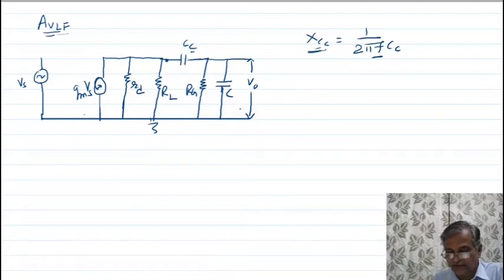In the mid frequency we have neglected these two. At high frequency we have neglected this, but we have not neglected this. At low frequency, according to this equation, frequency F is low. If frequency F is low, then the reactance is large, so resistance is large. So voltage will be developed across this.